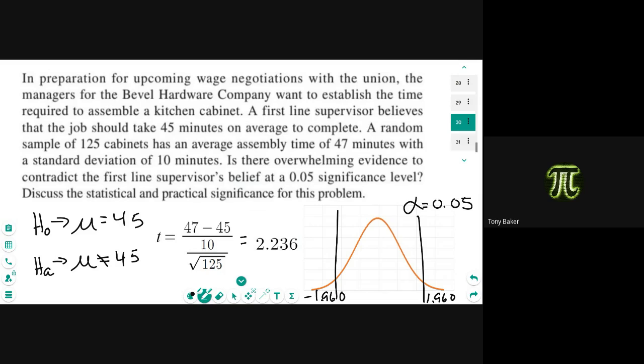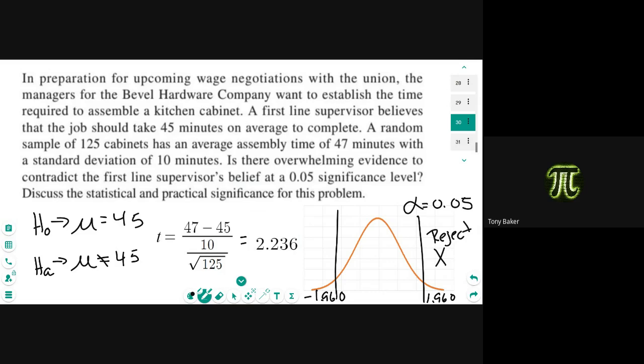2 minutes? Have you put together a cabinet before? Have you bought stuff from IKEA? It takes a while. So the 2.24 means, go ahead, the data above. The 2.3236 means it is outside of this. It's over here. So we reject. So it is taking different than 45 minutes.